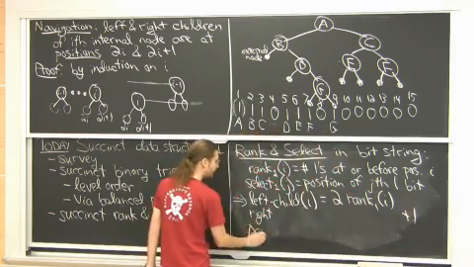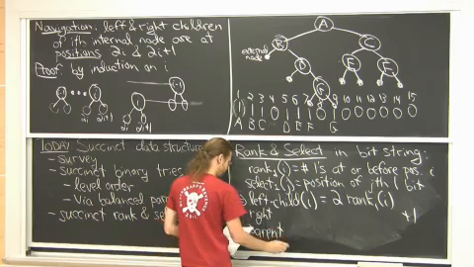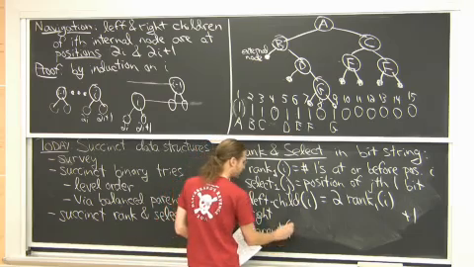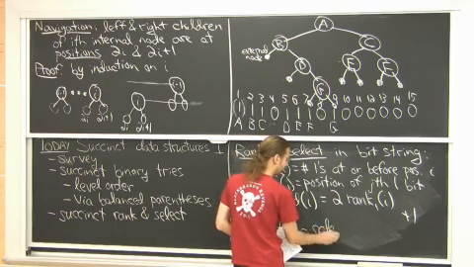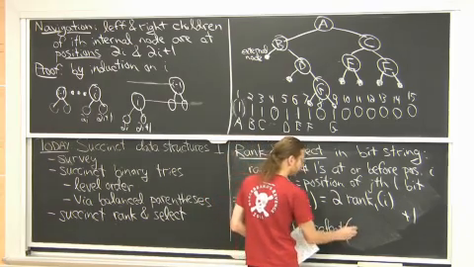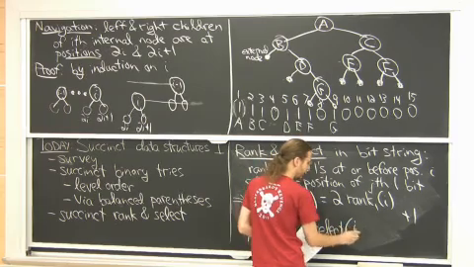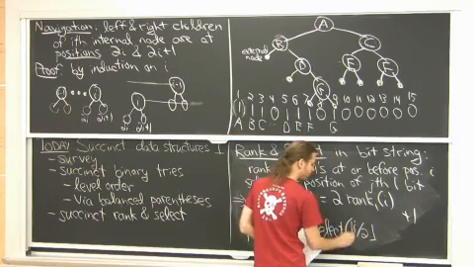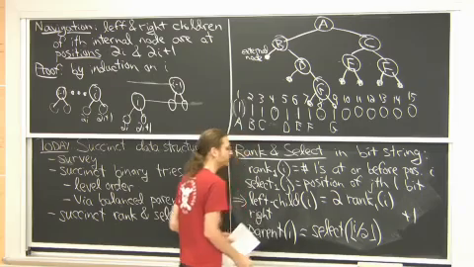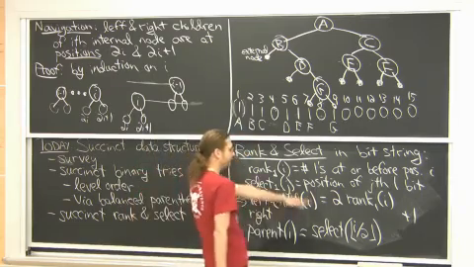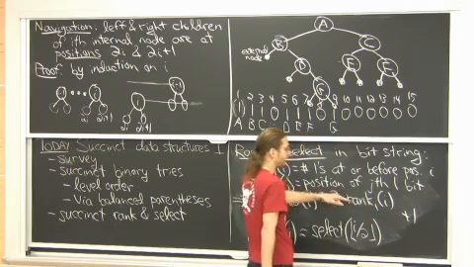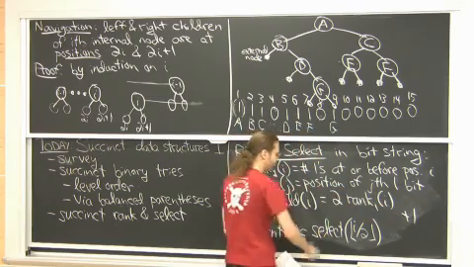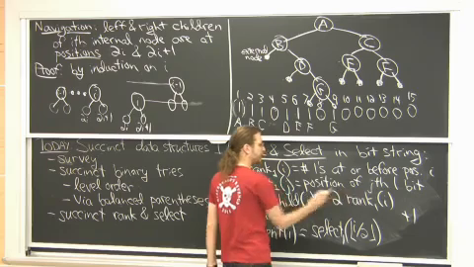Parent is going to use select. So if we want the parent of i, this is going to be select of floor of i over 2. So that's just the inverse of left and right child. If I divide by 2 and take the floor, I get rid of that plus 1. I get the rank, and then I do select sub 1, and that's the inverse of rank.